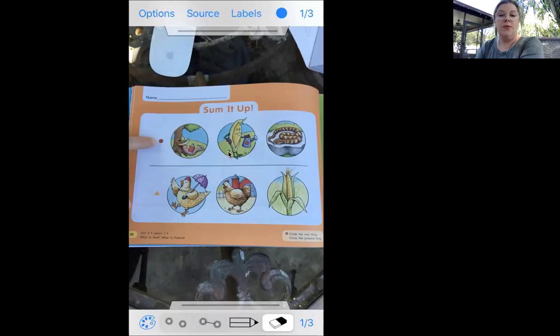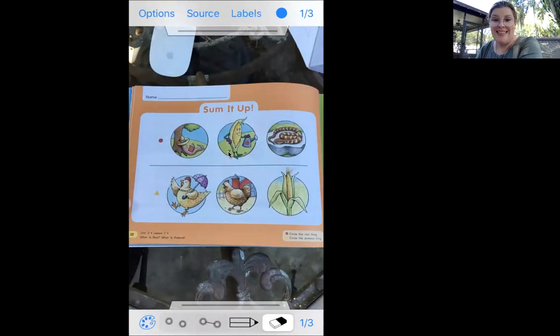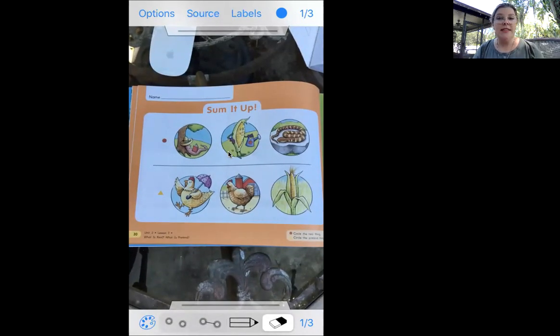When you're done circling it, we're going to go to the yellow triangle. And the yellow triangle says, circle the pretend thing. So out of these three things, which is the pretend thing? Look at each of these pictures and decide which one is pretend and wouldn't really happen in real life. All right, and if you're all done, this is the picture, my friends, that you're going to take a picture of and upload to Edsby for today's science lesson.